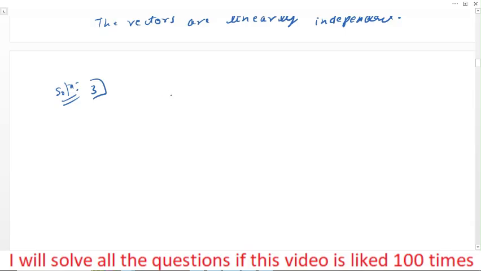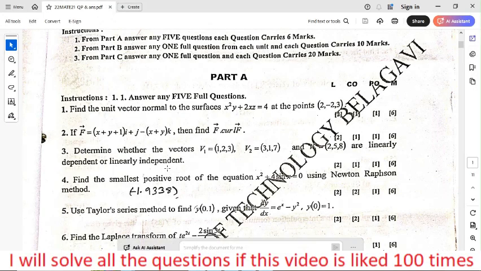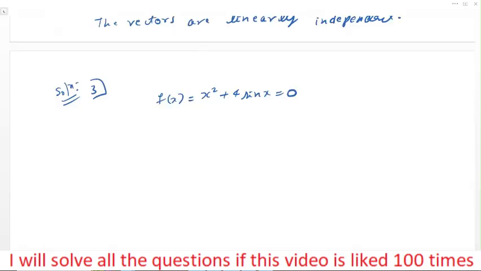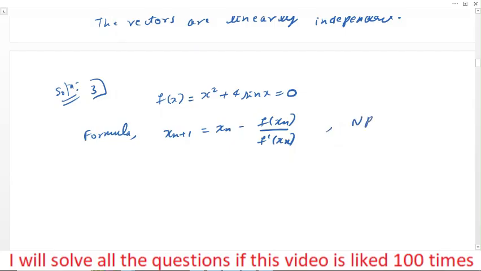Let us take the function here, students, first. Let f of x is equal to x square plus 4 sin x, and let us consider this equal to 0. Look at the question paper, students. They have told us to find the smallest positive root of the equation x square plus 4 sin x equal to 0 using Newton-Raphson. No problem. We use the Newton-Raphson formula here. Please remember the formula: x n plus 1 is equal to x n minus f of x n divided by f dash of x n, which is your Newton-Raphson formula. We also call it the NR method.